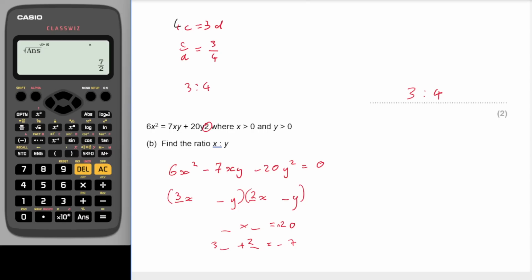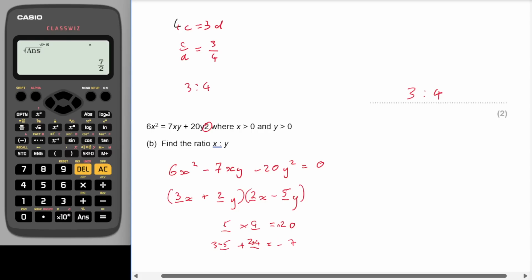So let's just try 5 and 4. One of them's got to be negative. Does that pair work? Minus 15 plus 8. Yeah, that works. So the minus 5 goes here, and the plus 2 goes here.